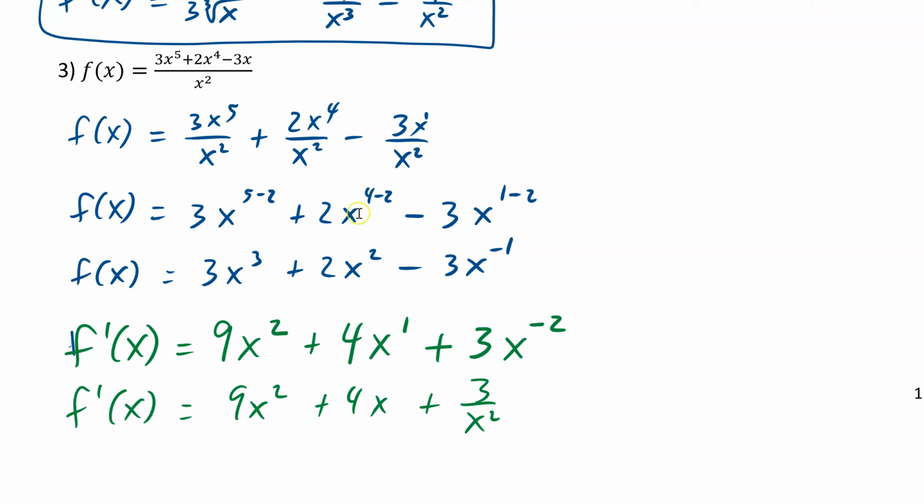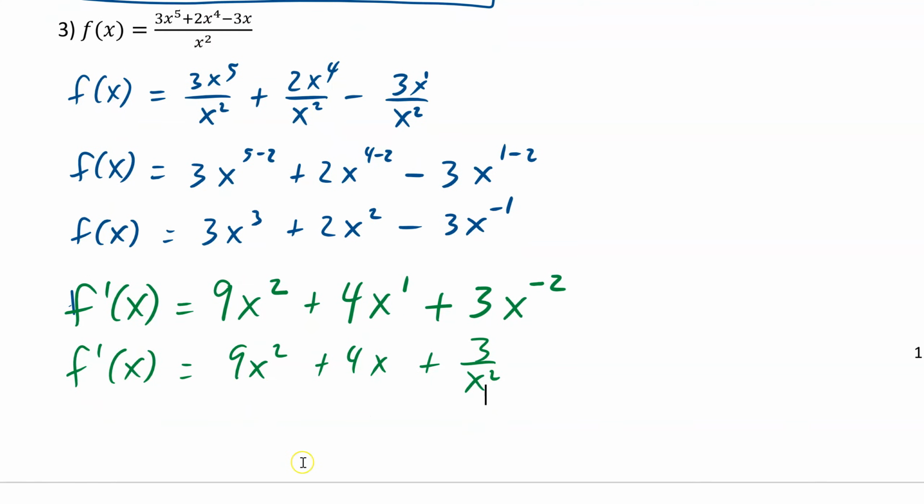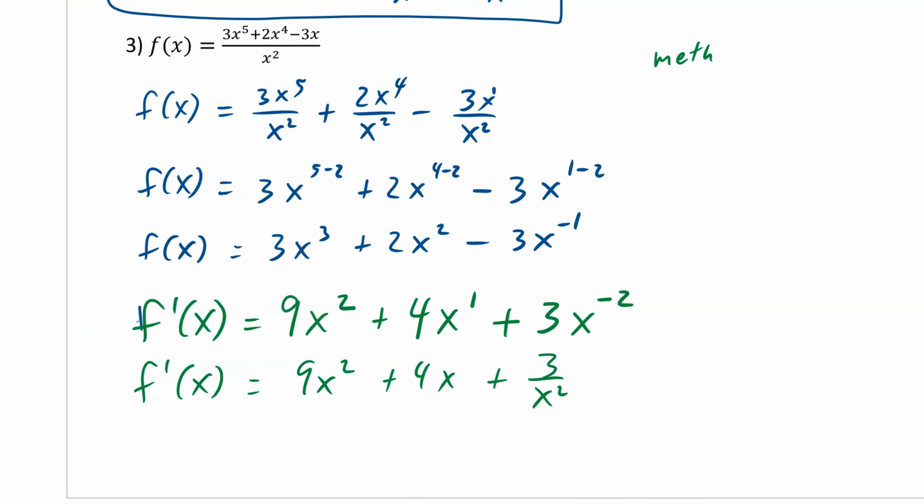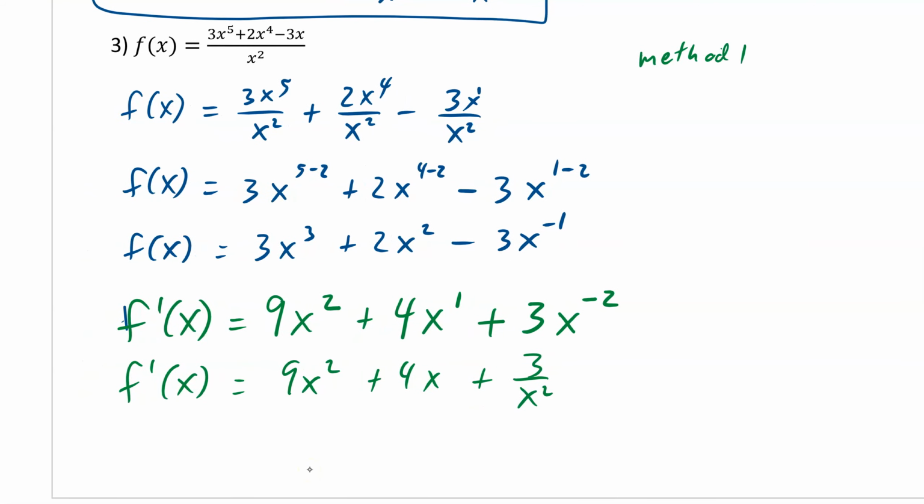Now we want to make sure that this ends up in the same form. So if you see that one here and here, they need to have that common denominator. So I'm going to show you 2 different ways to do that. Here is method 1. Method 1 is just plain old common denominator. So we have 9x squared plus 4x plus 3 over x squared. So each of these are going to need an x squared. So you have to multiply that top and bottom to each of them.